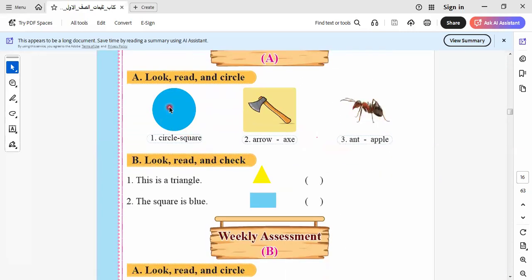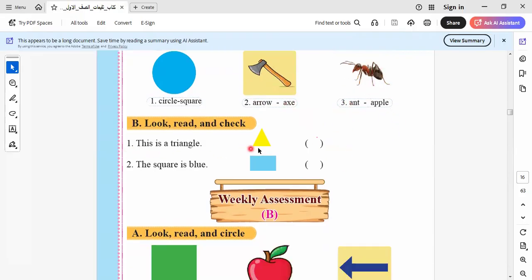So here we have, what is this? It's circle. So I select this one. What is this? It's axe. What is this? It's ant. Here is, this is a triangle. Right or wrong? To be here right. So I put here right.